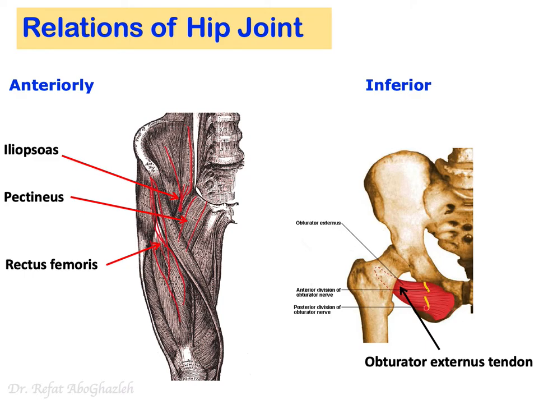Inferiorly, we have this muscle, the obturator externus muscle, which will be inserted in the trochanteric fossa here posteriorly. So it passes inferior to the joint.